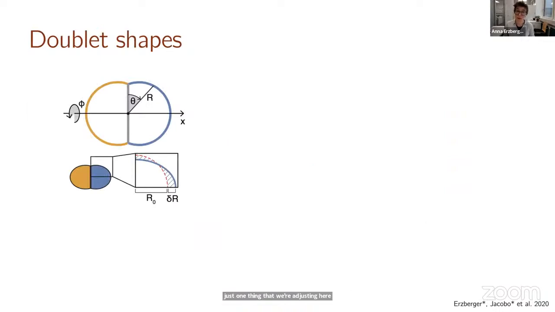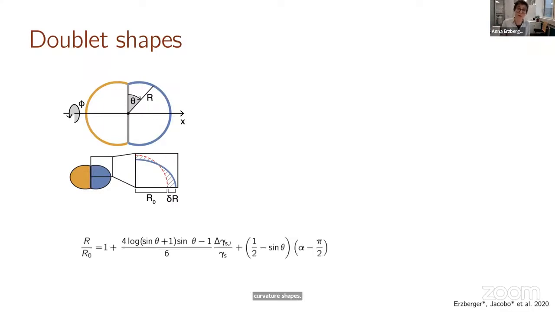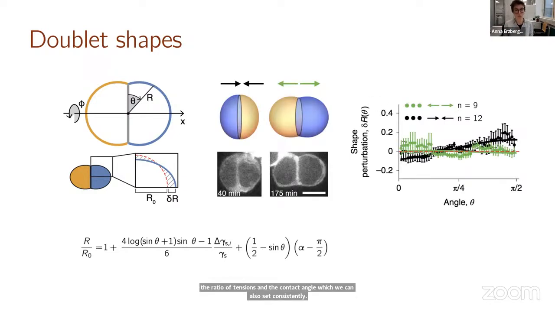And what we can also do is look at the shapes of these doublets. So of course, the gradients and the tension introduce deviations from the constant. When we have constant tension, we have constant mean curvature shapes. This changes when we have a gradient. We can calculate them to linear order in the gradients analytically, actually, for the axisymmetric configurations that we have in the two dipolar cases, the positive dipole and the negative dipole. And what we get out, again, the expression depends only on the ratio of tensions and the contact angle, which we can also self-consistently get out of this framework. I'm not discussing that today.